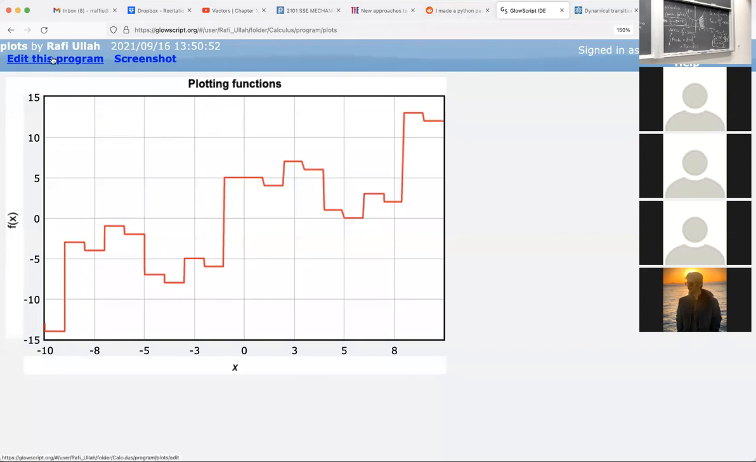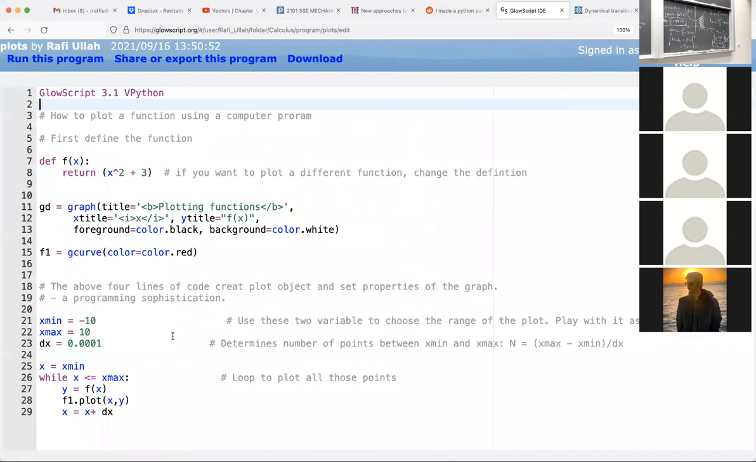Dx is too small. Yes. Is it too small or is it too big? Let's see. It is too big. Yes, most likely it is too big. So let's see.